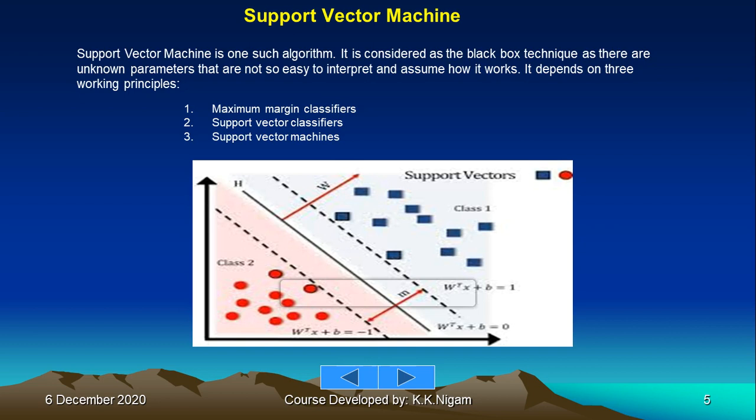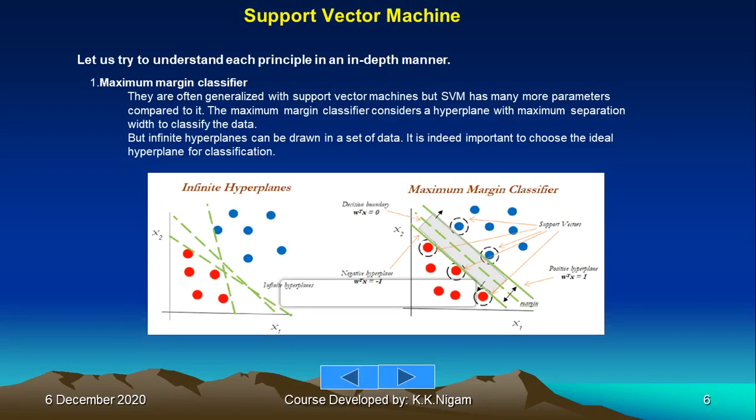It depends on three working principles. Number one, maximum margin classifiers, number two, support vector classifier, and number three, support vector machines. Let's try and understand each principle in depth. Now maximum margin classifiers are often generalized with support vector machines, but SVM has many more parameters compared to it. The maximum margin classifier considers a hyperplane with the maximum separation width to classify the data. But infinite hyperplanes can be drawn in a set of data. It is indeed important to choose the ideal hyperplane for classification, as you are seeing in the pictures.